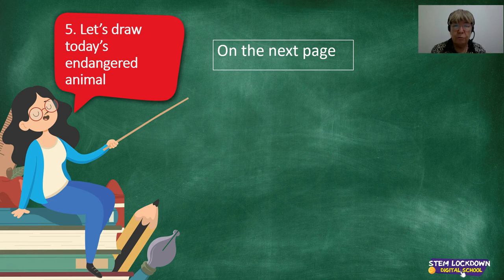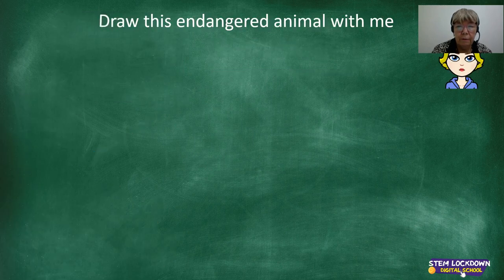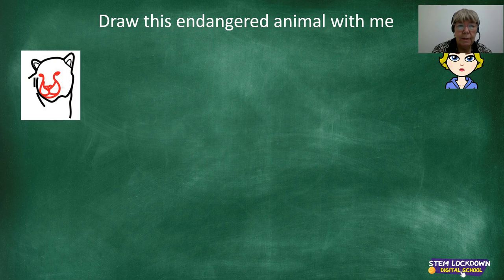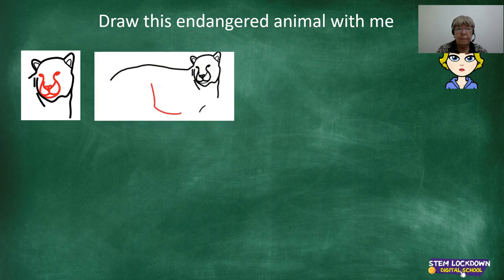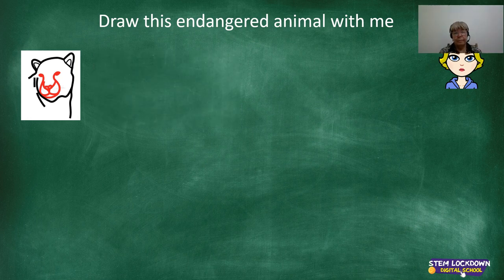All right, now we're going to draw today's endangered animal. We did a drawing activity yesterday, I think it was, in our writing lesson. Now we're going to draw a different one. I want you to draw it with me in stages. Do you recognize the animal? Right, draw that part of the animal, the head and the nose. Okay, you got that?